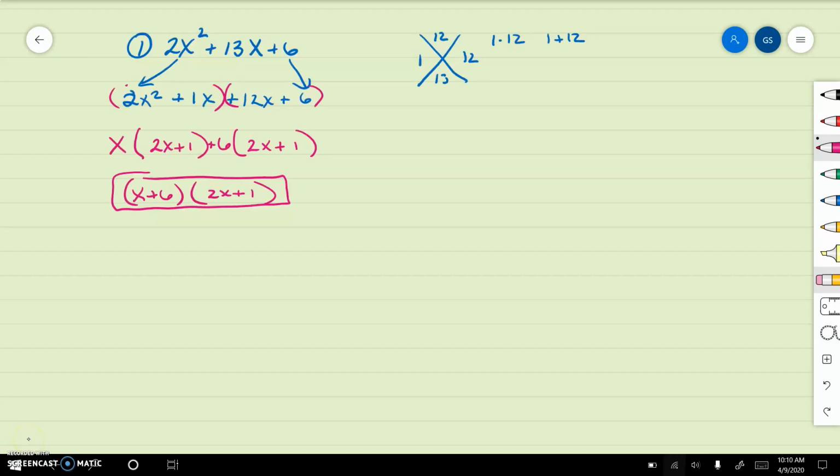Okay, if you got x plus 6 times 2x plus 1, you got it right. Oh, you know, I keep meaning to tell you this. If you write it as 2x plus 1 times x plus 6, that's fine also. It doesn't matter what the order of the binomials is. It does matter what the order inside is. So 2x plus 1 has to be in that order, but 2x plus 1 times x plus 6 can be written as x plus 6 times 2x plus 1. So that's fine also.